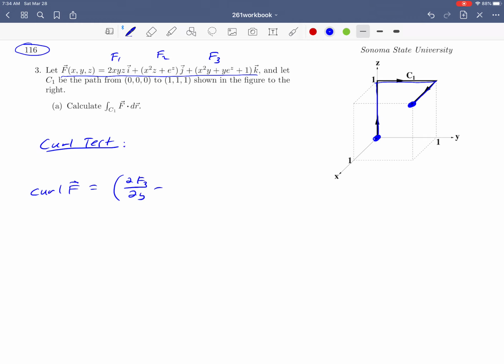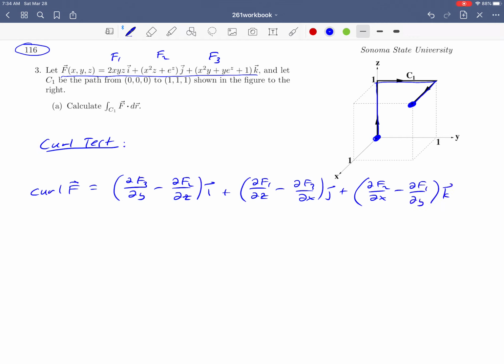Sorry, that should be with respect to y. All right, so partial f3 partial y minus partial f2 partial z, times i. Then we had a plus partial f1 partial z minus partial f3 partial x. This is a lot of writing. And then finally the third term looked like partial f2 partial x minus partial f1 partial y. All of that was our formula for the curl.